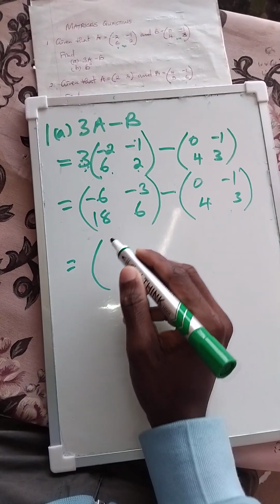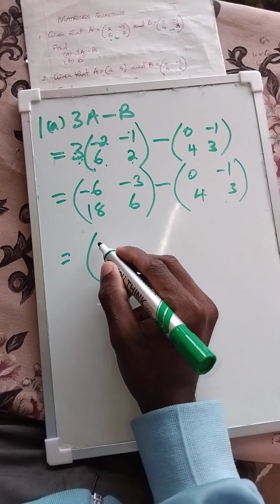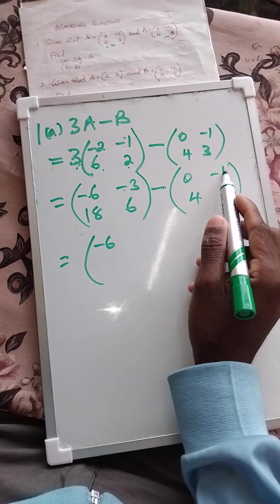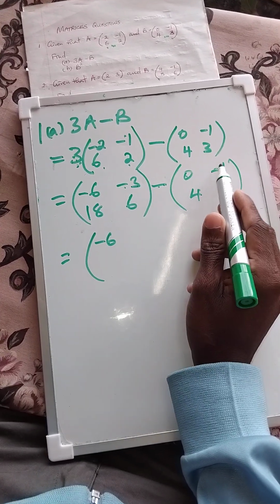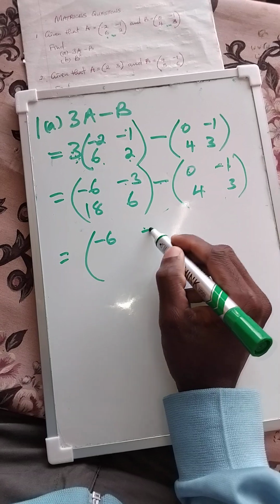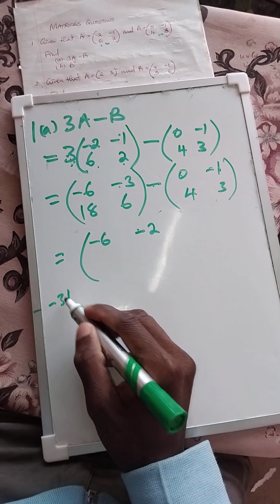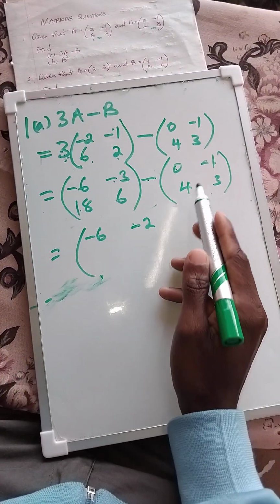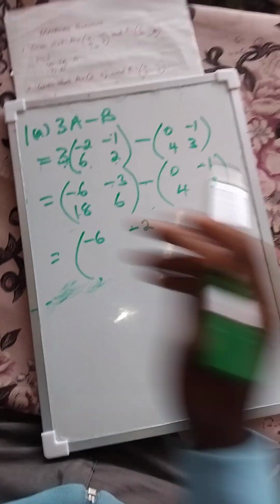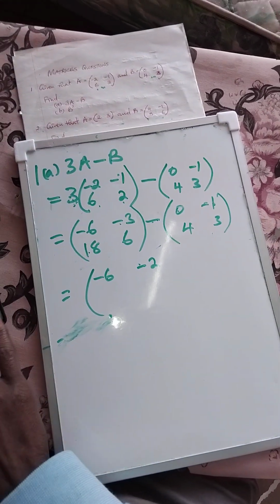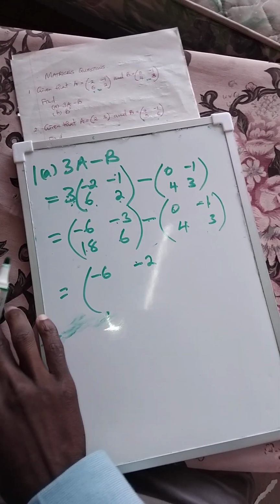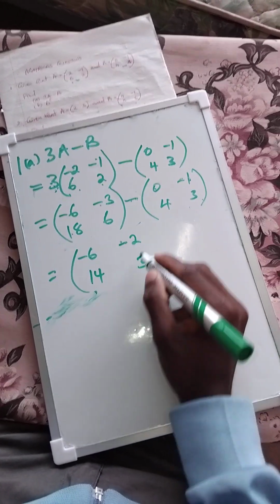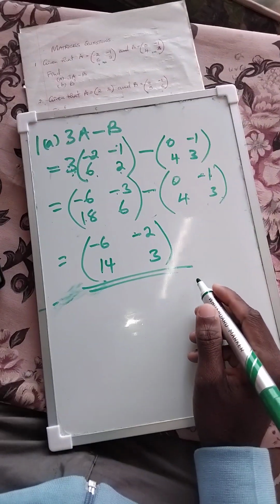So panapa takuti isusu minus 6 minus 0, minus 6. Minus 3 minus 1, so minus 3 plus 1 not per minus 2, minus 2. Then 18 minus 4, it's 14. 6 minus 3 is 3. So this is our answer.